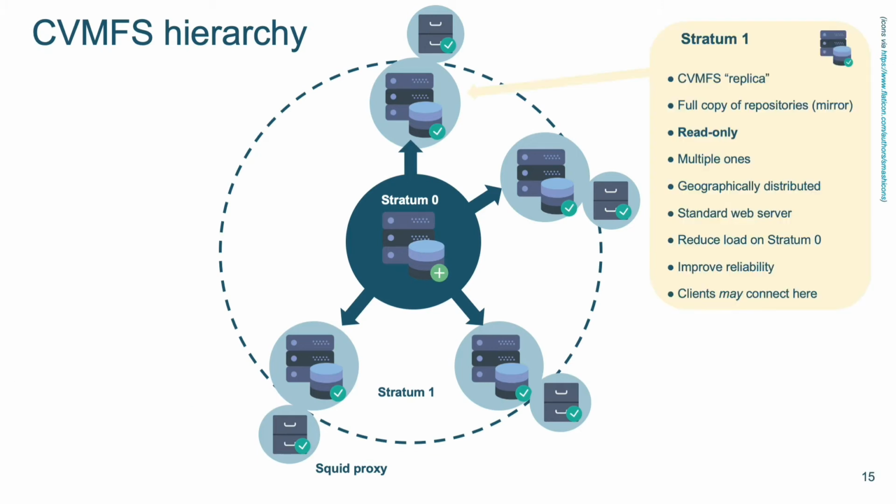The Stratum 1 servers are CVMFS replicas. They have a full copy of the repositories, and they're basically a read-only mirror of Stratum 0. There are multiple ones which are typically distributed geographically. They provide the software stack through a standard web server. The intention of the Stratum 1s is to reduce the load on Stratum 0 and to improve the reliability of the file system. Although clients can connect directly to a Stratum 1, this is not done typically.